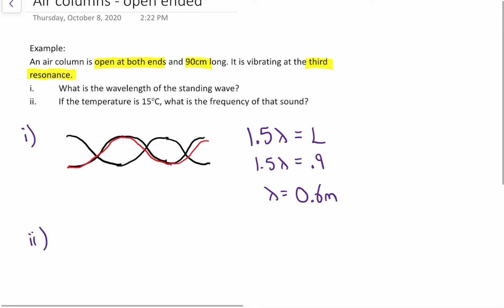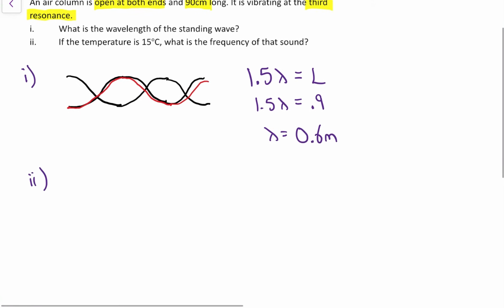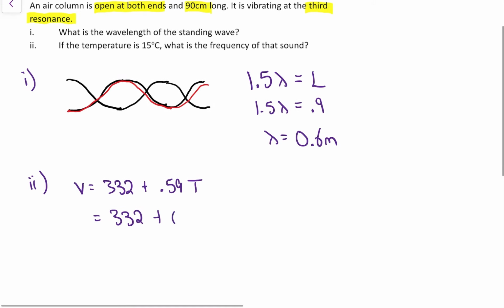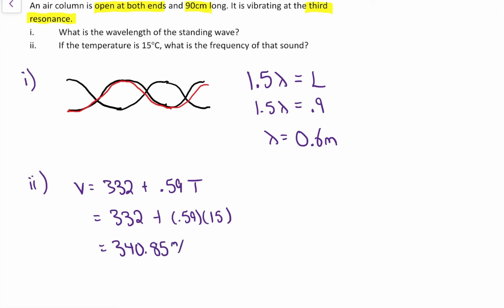For part 2, moving forward, whenever we know the temperature, that really tells us the speed of sound. The speed of sound goes 332 plus it increases by this weird 0.5 number for every degree Celsius. So this means the speed of sound is 332 plus the 0.5 number multiplied by the temperature I made up, which was 15. You can double check my math. I get pretty much 341. If we carry the decimals, it's 340.85. That tells me the speed of sound at 15.